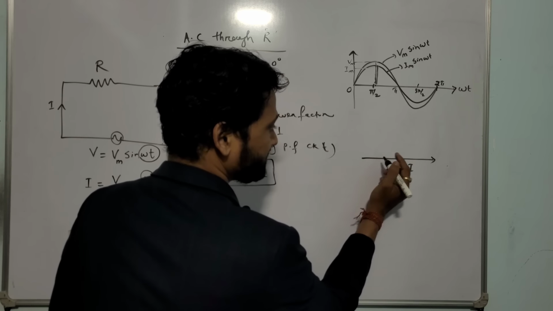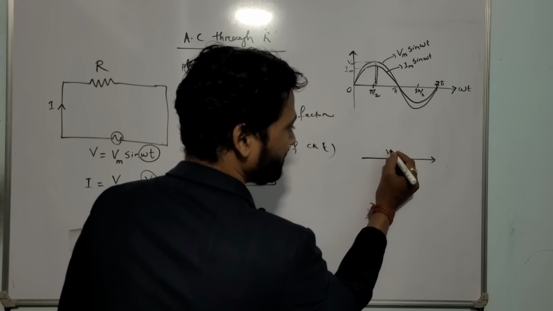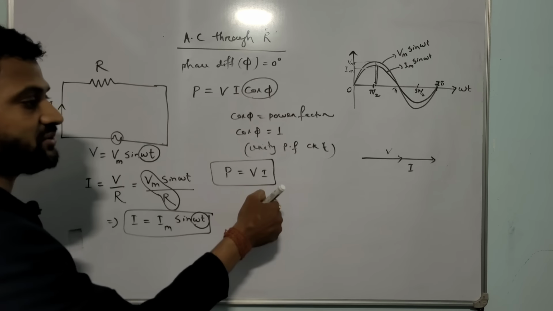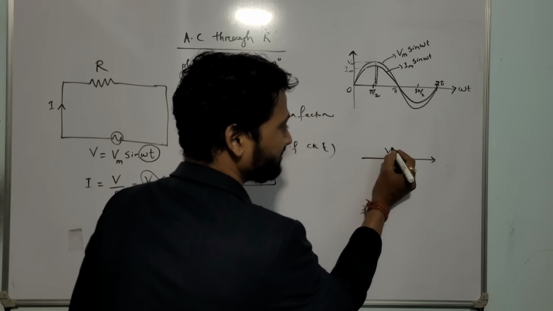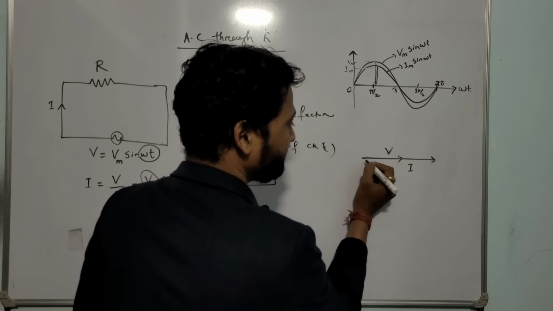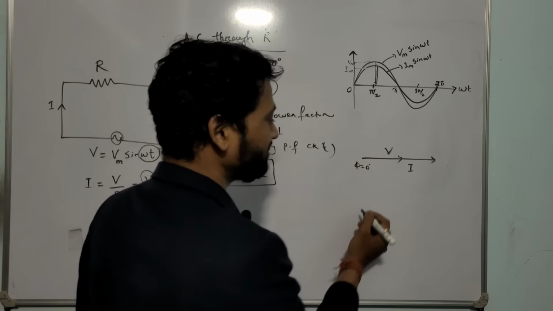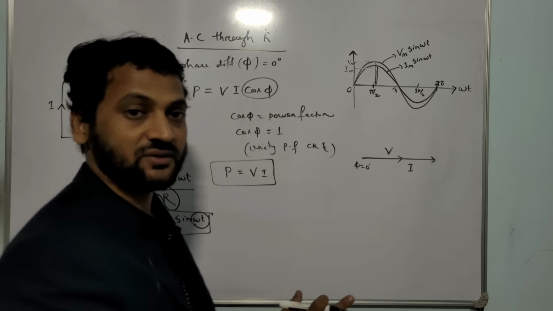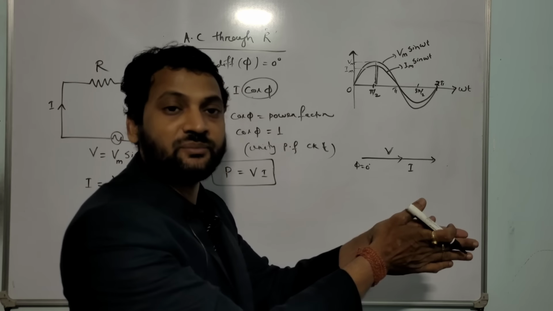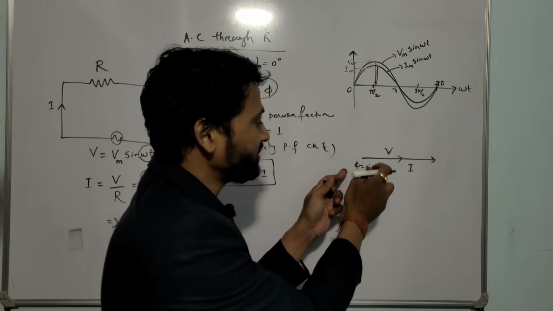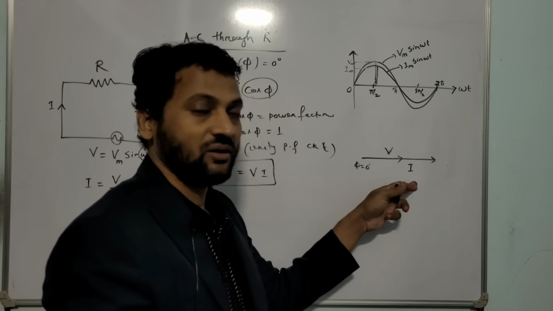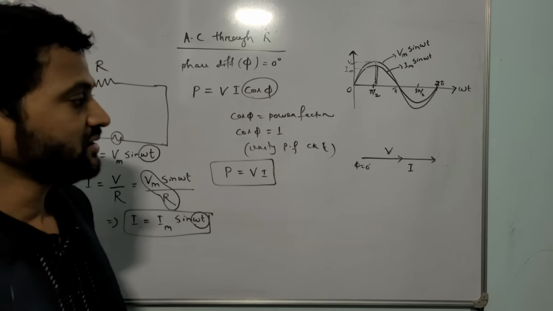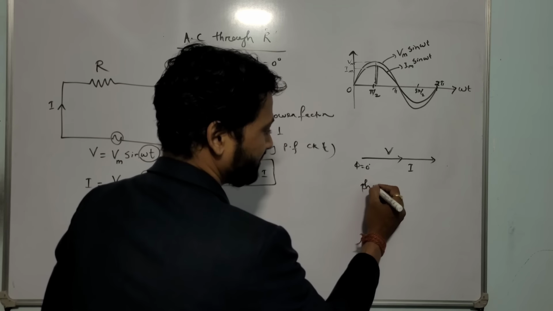So if I rotate the voltage, I'll be getting voltage on the same axis since the angle difference is 0. From this diagram we can say the angle difference between voltage and current is 0. Both the vectors are parallel to each other, the maximum values may differ, but both vectors are in the same direction. What is the angle difference between these two phasors? That is 0 degree. This diagram we call the phasor diagram.